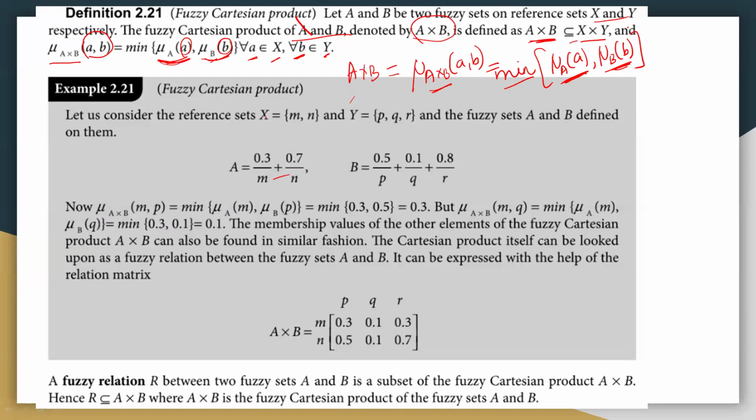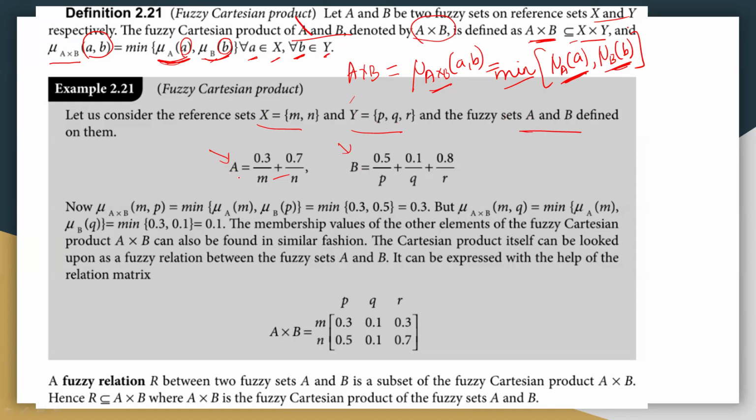Let us look at example 2.21, for the fuzzy Cartesian product. Suppose that there are two universes of discourse, X equal to {m, n} and Y equal to {p, q, r}, and we have two fuzzy sets A and B defined on them.